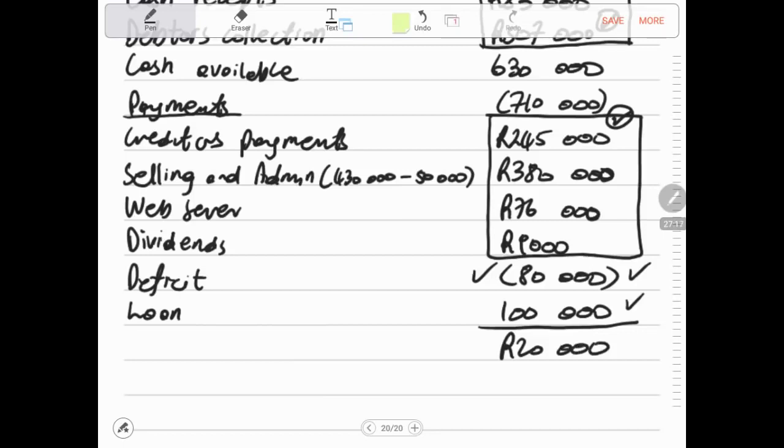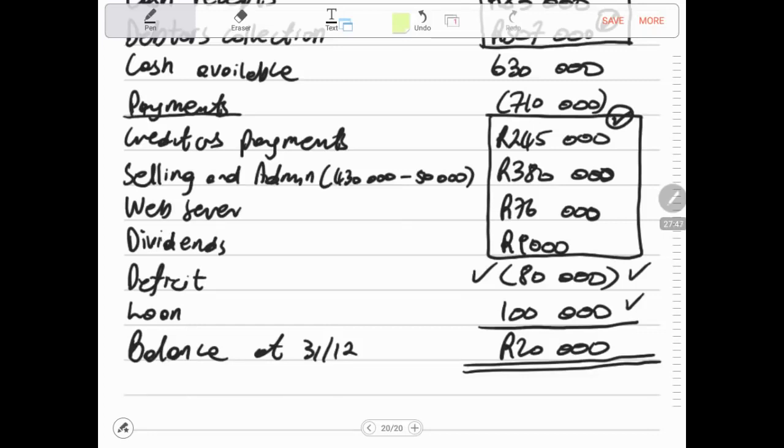Therefore now, after I have borrowed 100,000 rands, I'll end up having a balance of 20,000 rands, which is exactly the minimum closing balance that is normally required by the company. So now I will end up having the balance at 31st of December, meaning 31st of the 12th month. And my balance will be 20,000 rands. And this is my preferred approach in terms of how to approach a question of this nature.